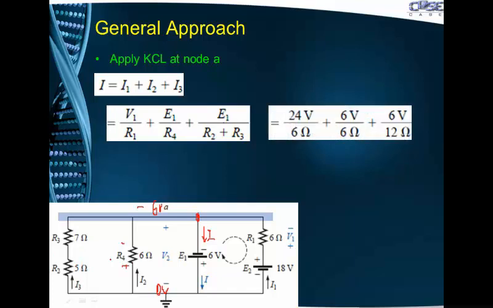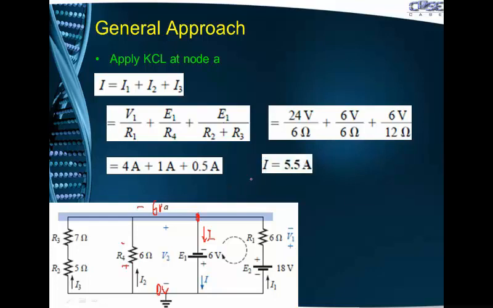So by plugging in these values, V1 we have computed already in the previous slide, which is 24 volts, and R1 is 6 ohms, plus E1 by R4, which is 6. E1 is 6, R4 is also 6 ohms, plus the voltage across these two resistors would also be 6 volts divided by the sum of these two resistors, 7 plus 5, which is 12 ohms. So after computing these values, we will end up with the answer equal to 5.5 amperes. This current would be equal to 5.5 amperes, which we were trying to compute using KCL.